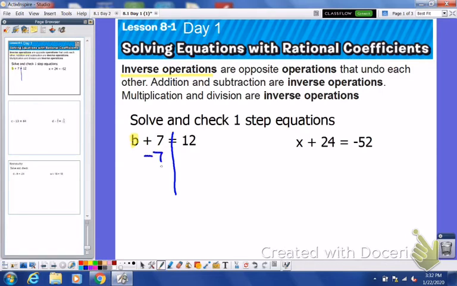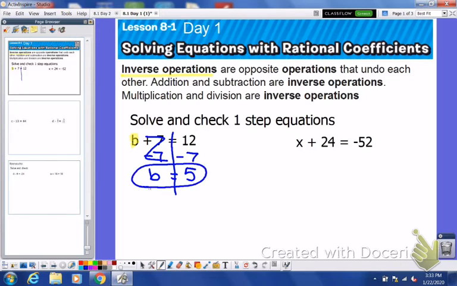If I do it on this side of the line, we have to do it on that side of the line. Now, a positive 7 minus 7 gives us 0, so that zeroes out. We're left with b equals, and then make sure you actually do your subtraction on this side. So 12 minus 7 gives us 5. So my solution is b equals 5.